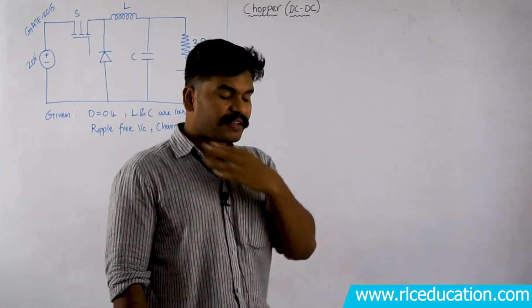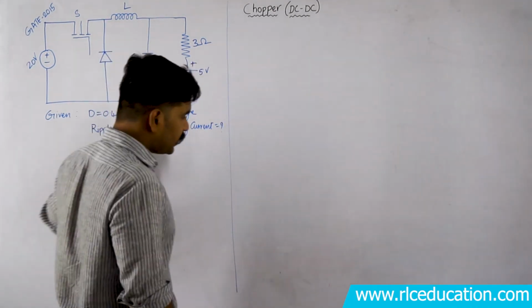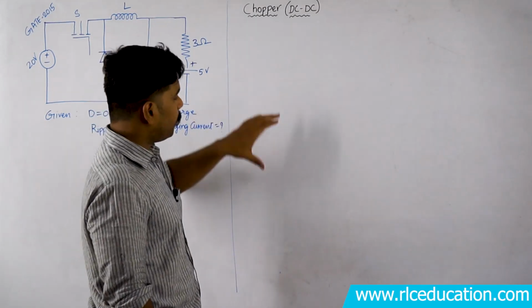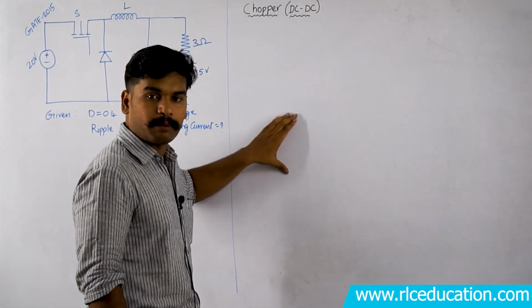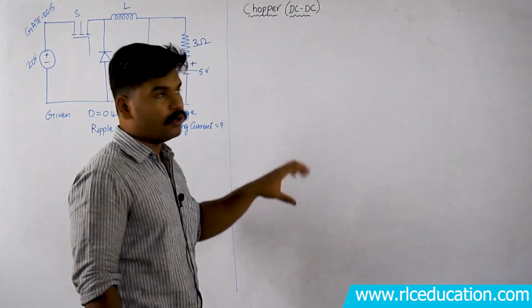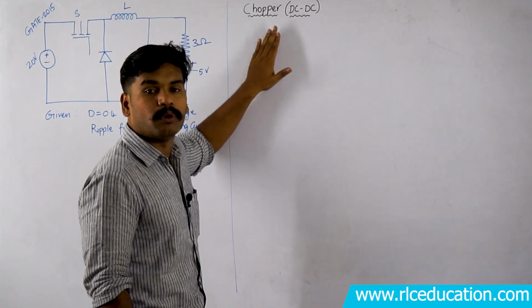DC power flow. That means you are not going to alter the DC power flow. The power is flowing from one direction to the other direction. The only thing that you are doing is placing a chopper in between this DC power flow and trying to regulate it. Or in other words, a chopper is also called a switched mode regulator.